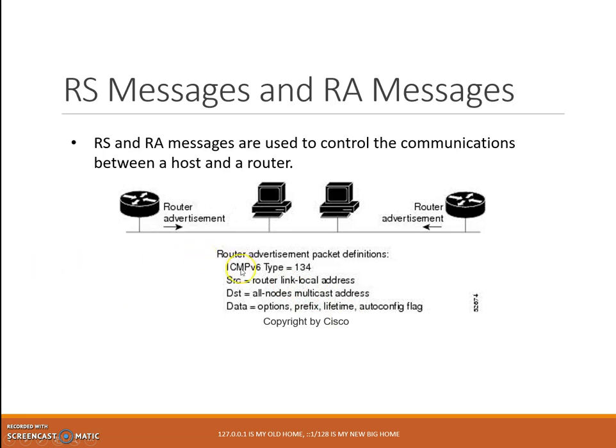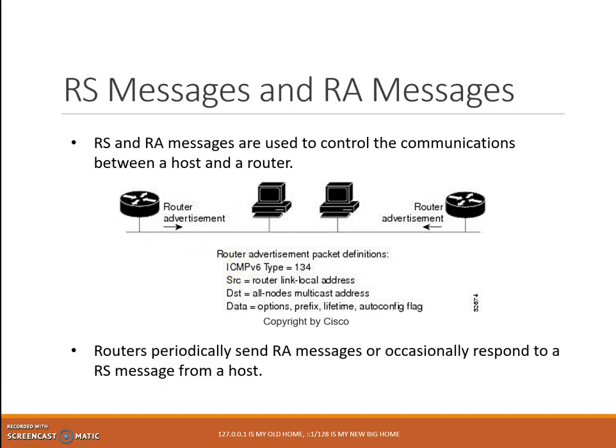RA messages are also sent in response to RS messages. RS messages have a value of 133 in the type field of the ICMPv6 packet header. These messages are sent by hosts at system startup so that the host can immediately autoconfigure without needing to wait for the next scheduled RA message.